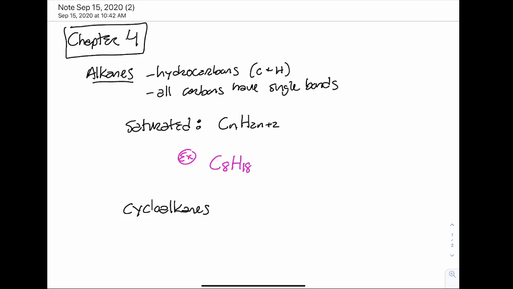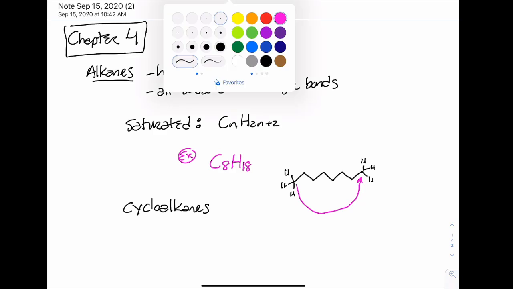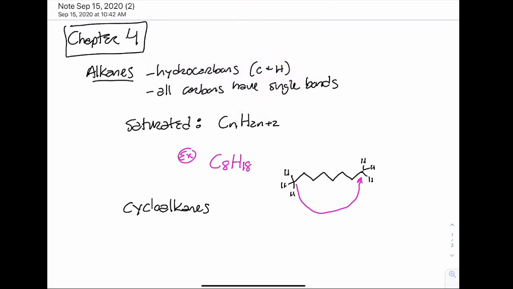If I was to take those 8 carbons, let's actually draw these. I think that's 8. 1, 2, 3, 4, 5, 6, 7, 8. Those end carbons, right, would have 3 hydrogens on them. None of them are charged, so I know I have 4 bonds on each of those carbons. So I would have 3. If I wanted to make a ring out of those, so if I wanted to connect this carbon to make a cycloalkane, I would actually have to remove a hydrogen from each of those carbons to do that. Otherwise, I would have too many bonds.